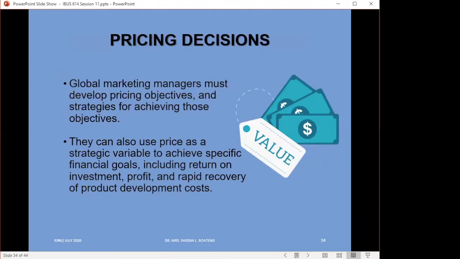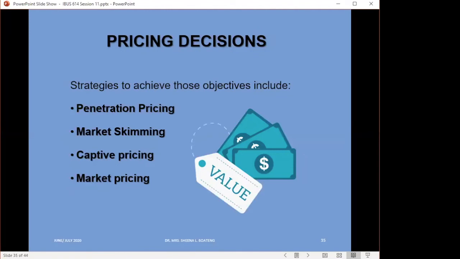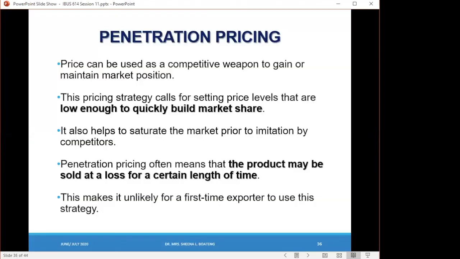And sometimes, as we will learn very soon, the objective is not always to make profit in the short term or in the long term. There may be other objectives, such as building market share, to which the pricing strategy of the global marketer must directly respond. So let's talk about the different pricing strategies that can be used. We will discuss four today, namely penetration pricing, market skimming, captive pricing, and market pricing. We'll take them one after the other.